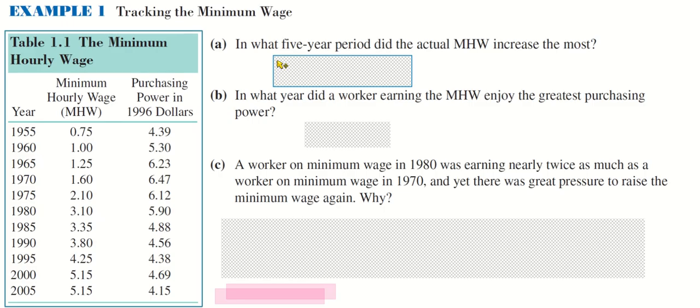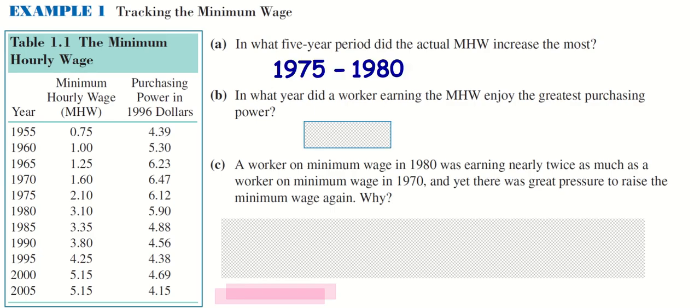In what 5-year period did the actual minimum hourly wage increase the most? Well, as you look at this closely, it doesn't take very long to realize that these are all 5-year periods, I believe. And so you just got to figure out what the biggest jump is. Oh, I forgot. I set this up just to click my way through and not move the boxes manually.